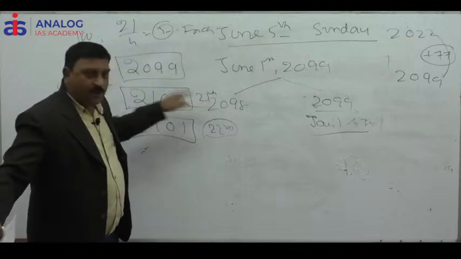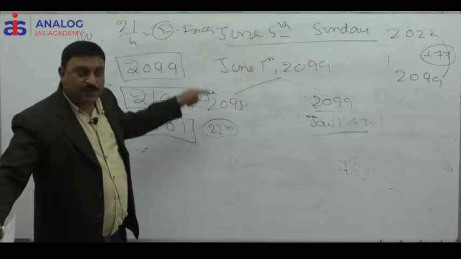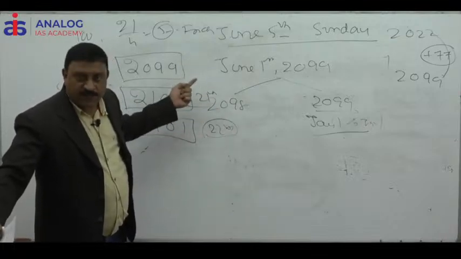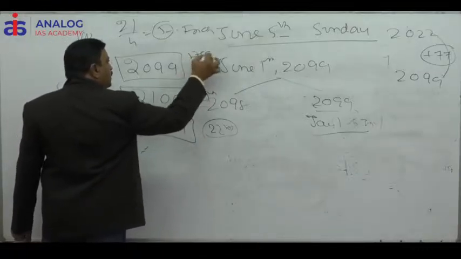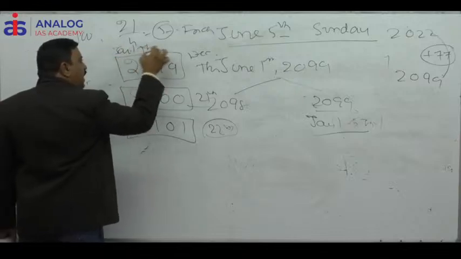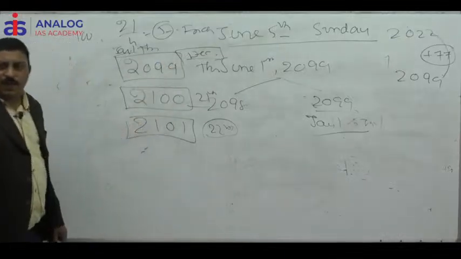If this is Friday, 2099, December 31st is on which day? One day back, that is Thursday. If that is Thursday, that is December 31st, January 1st also falls on Thursday, because in any year, the first and last day fall on the same day for a normal year.